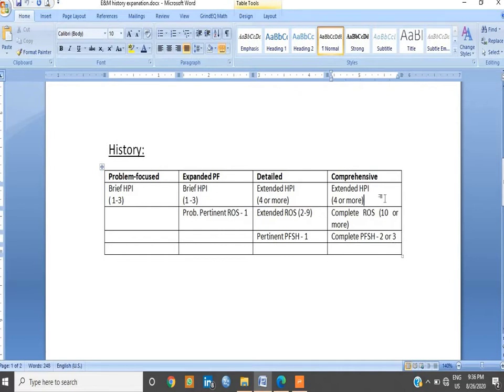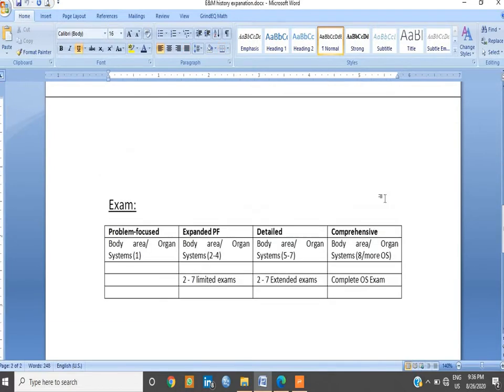Let's go with the physical examination. Here it is. In examination there are the same four categories: problem focused, expanded problem focused, detailed, comprehensive. They are categorized in body areas and organ systems. For problem focused, if we have only one body area or organ system examination, it will be problem focused. If we have 2 to 4 with 2 to 7 limited exams, then it is expanded problem focused.